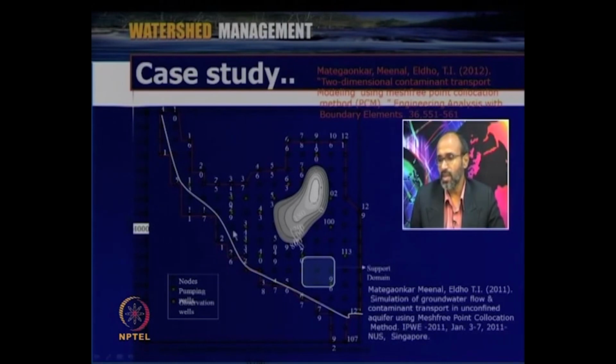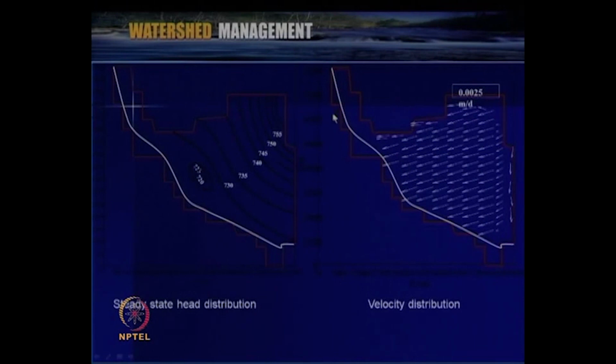So, this is the aquifer domain and these are some of the nodes used for the modeling, and this is the existing plume. Using flow and transport in 2D, we considered a 2D model. This is the steady state head distribution within the aquifer system, varying from 755 meter to 720 meter. Here this is the river flow and this is the head variation, and based upon this the velocity distribution has been determined by running the coupled flow and transport model.